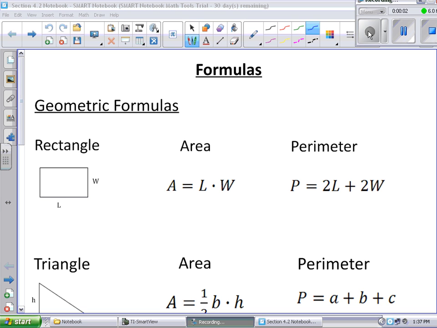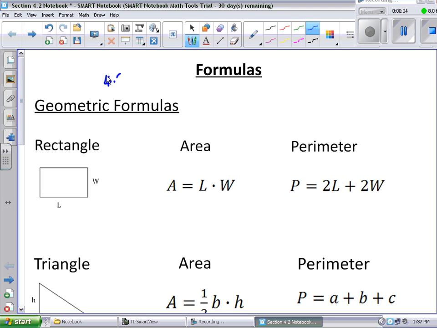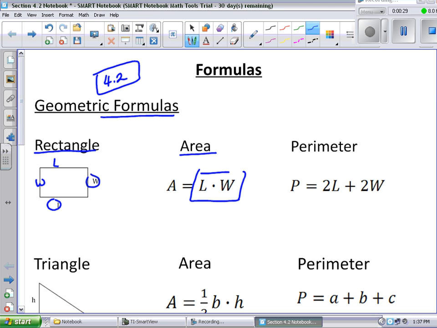I'm going to be working with you today on section 4.2. We're going to be working with geometric formulas, starting off with the formula for a rectangle. A rectangle actually has a width and a length. It actually has two lengths and two widths. And to find the area of a rectangle, we will multiply the length times the width.